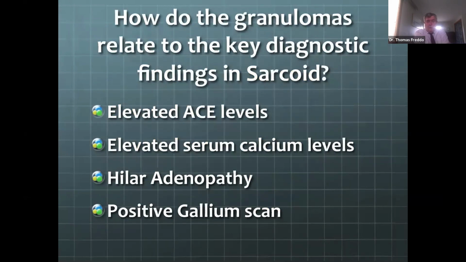So how do the granulomas relate to the key diagnostic findings in sarcoid? You know that clinically, a number of the laboratory findings that could arise would be that the patient might have elevated ACE levels. They also might have elevated serum calcium levels. They might exhibit hilar adenopathy on a chest film or a chest CT. And they also might exhibit a positive regional Gallium scan.